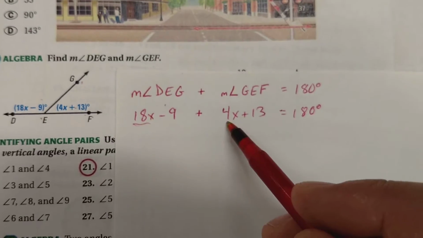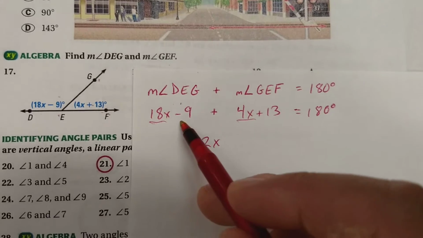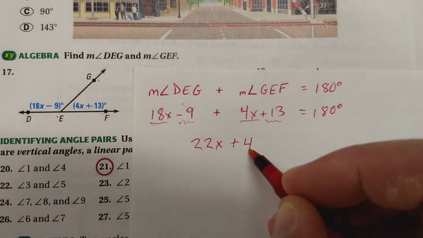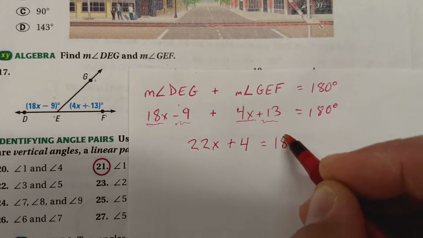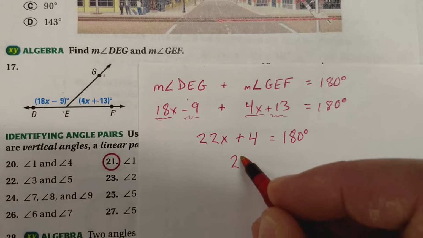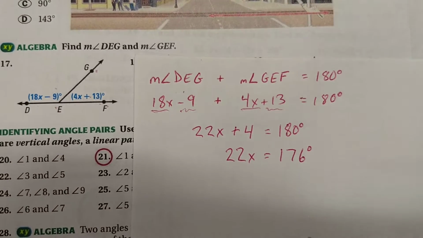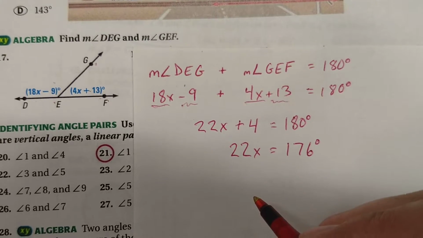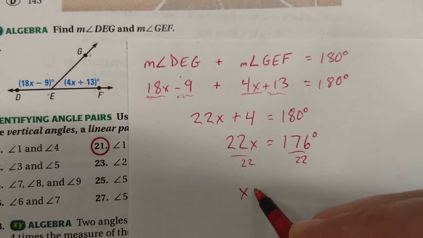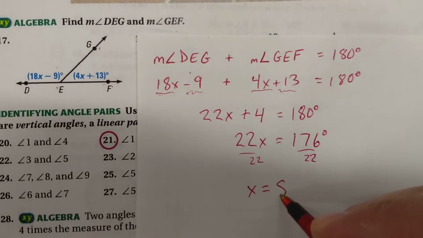So let's combine like terms. I see 18x and a 4x. That'll give me a 22x. I see a negative 9 and a positive 13, so altogether that's a positive 4, and that's set equal to 180 degrees. Get rid of 4 on both sides, so that leaves me with 22x equals 176 degrees. And then I can divide by 22. That'll leave me with x on this side. 176 divided by 22 ends up being 8.